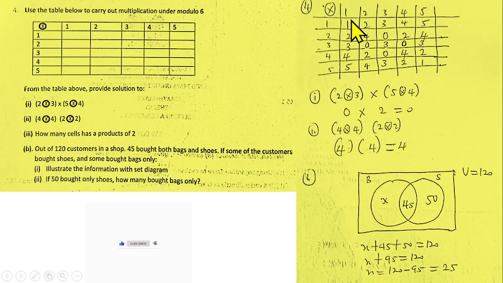1 times 1 will give us 1. 1 times 2 will give us 2. 1 times 3 will give us 3. 1 times 4 is 4. 1 times 5 is 5. We are under modulo 6, so that means the highest number there should be 5, from 0 to 5. Then let's go again.